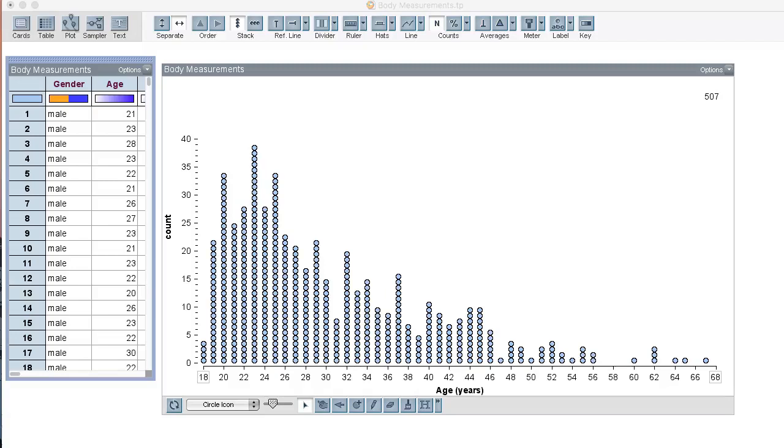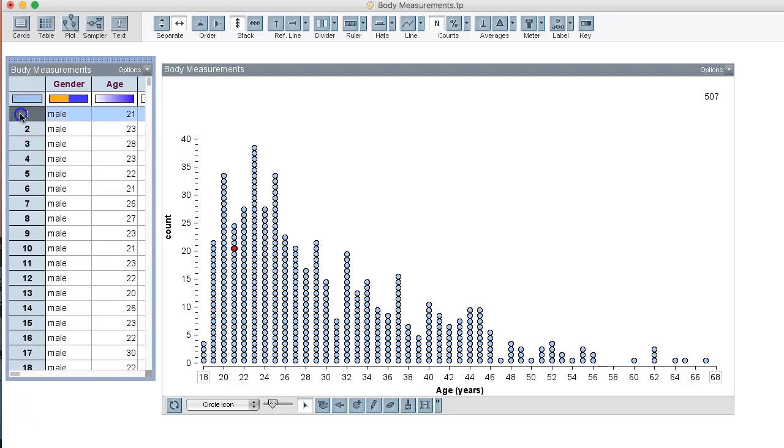In this video, I'm going to investigate the connection between a dot plot and a histogram and talk briefly about when I would use one over the other. On the left, we can see part of a spreadsheet of the data, and on the right is a dot plot of the variable age for the 507 adults in this sample.